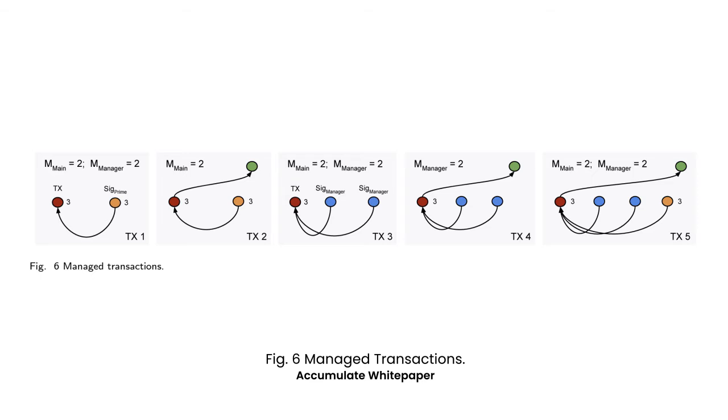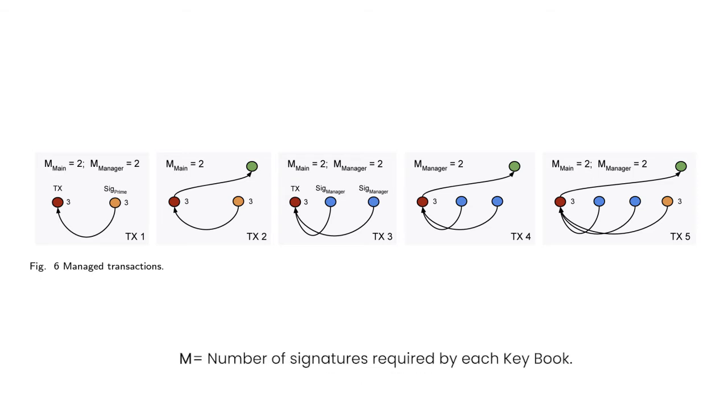We can also visualize the process of initiating managed transactions on the Accumulate signature chain and executing them on the main chain under different scenarios. We're going to label the ADI's own keybook as main and a manager's keybook as manager. M in this diagram refers to the number of signatures required by each keybook. It's important to note that every main keybook has one embedded signature. So if M main equals 2, then we only need one additional signature to satisfy the M requirement.